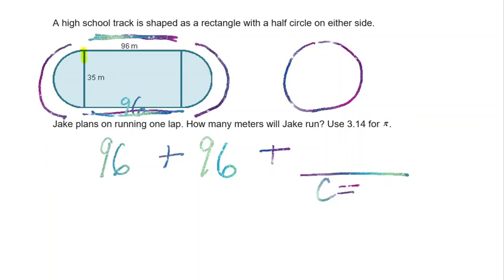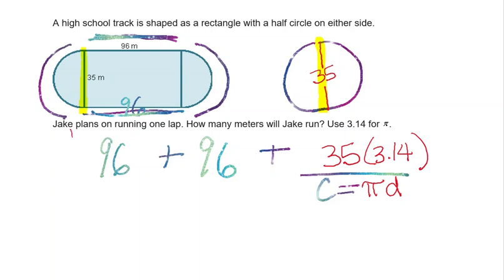Well, this distance represents the distance across the circle. So I know that the diameter is 35. And it's the diameter because it goes all the way from one side of the circle to the other side of the circle. So I'm going to use the formula pi times diameter. So this would be 35 times 3.14.